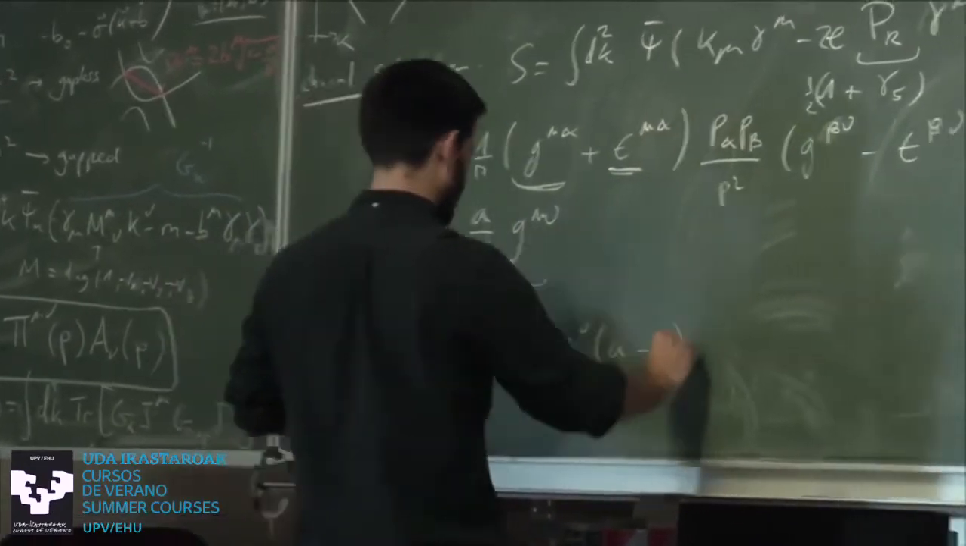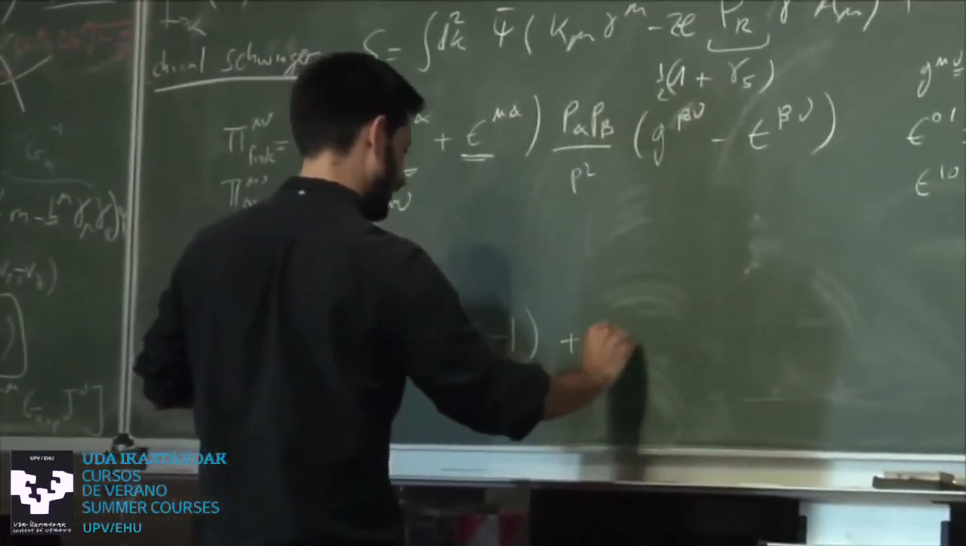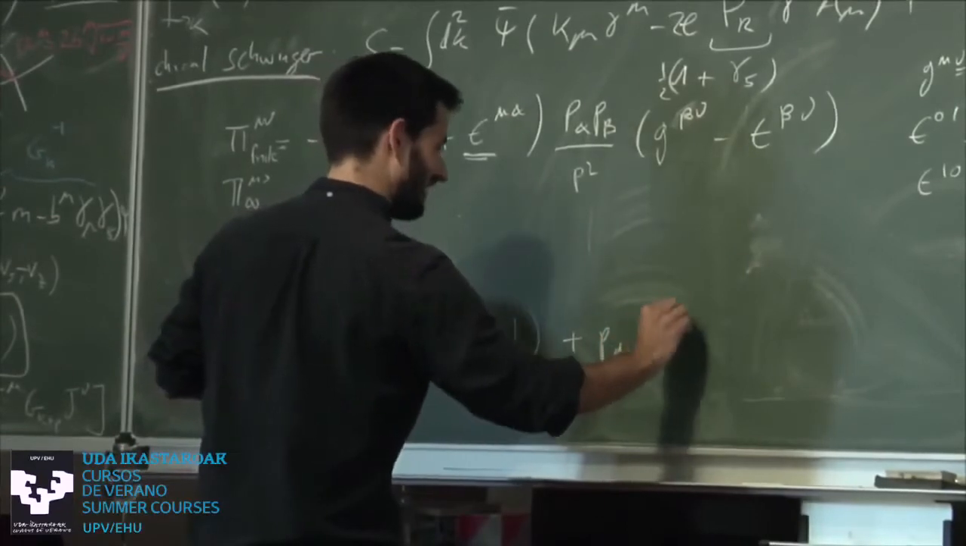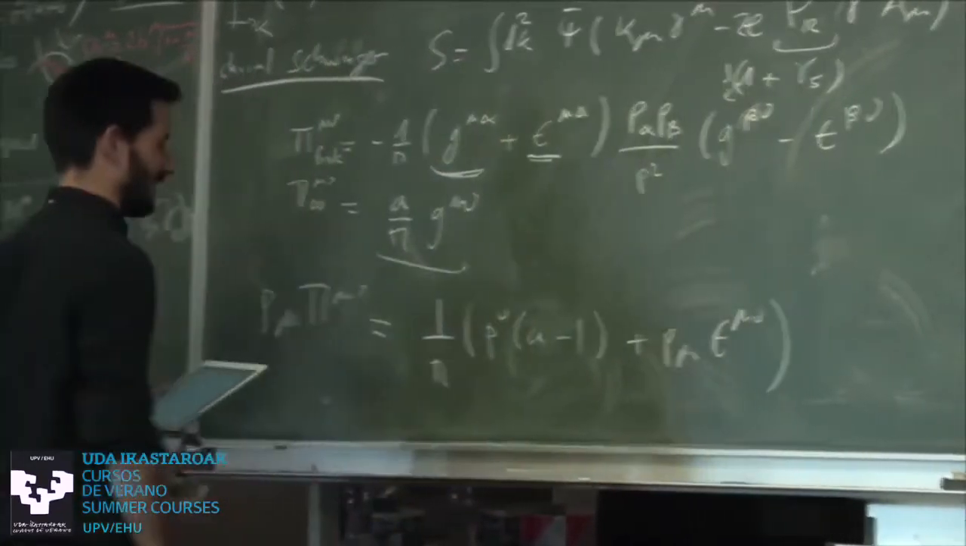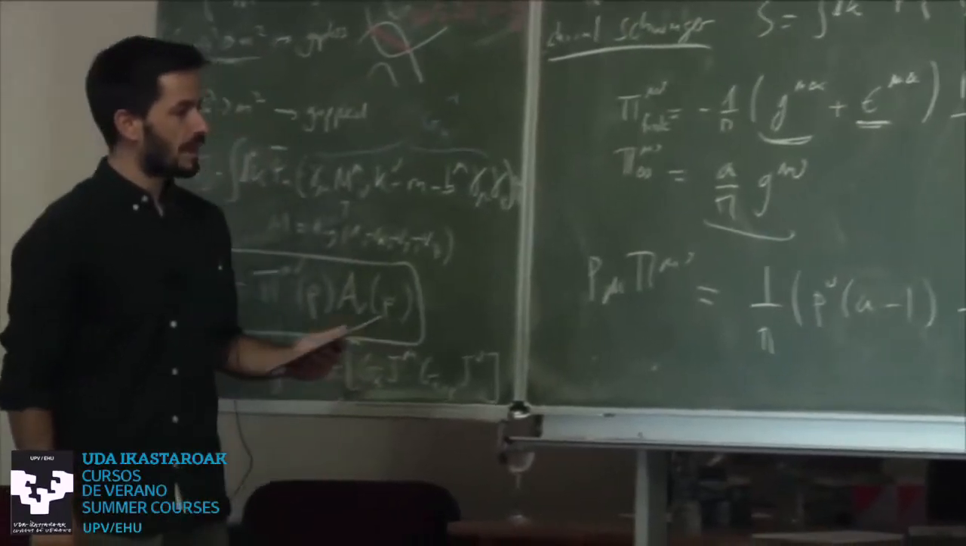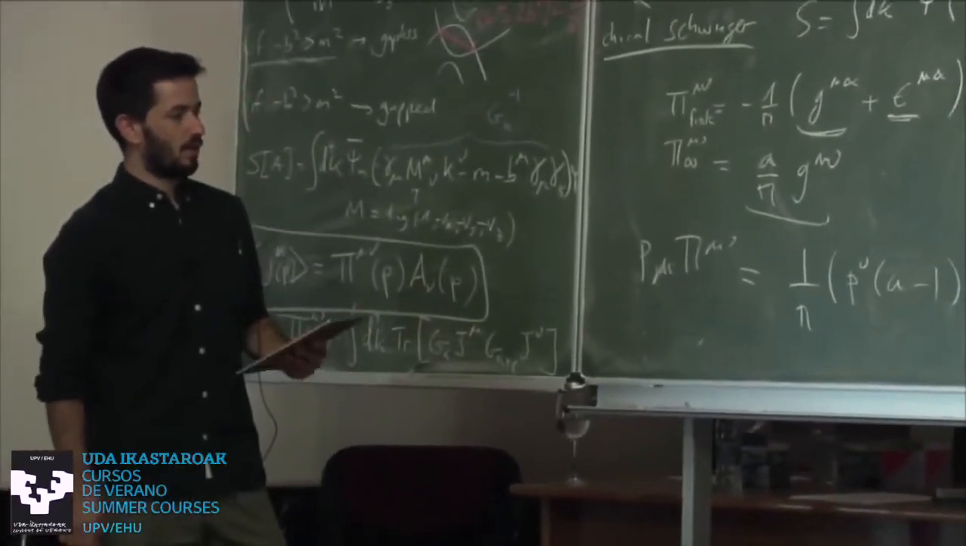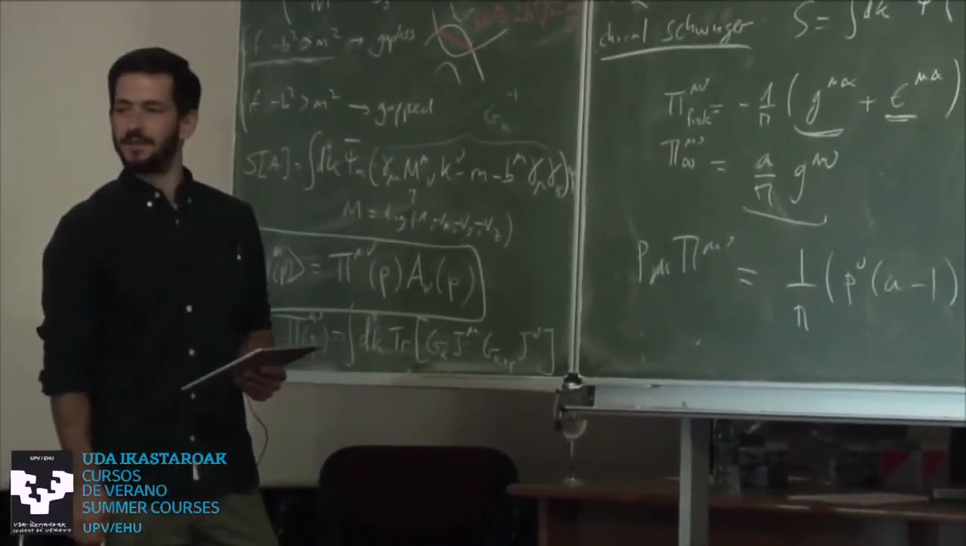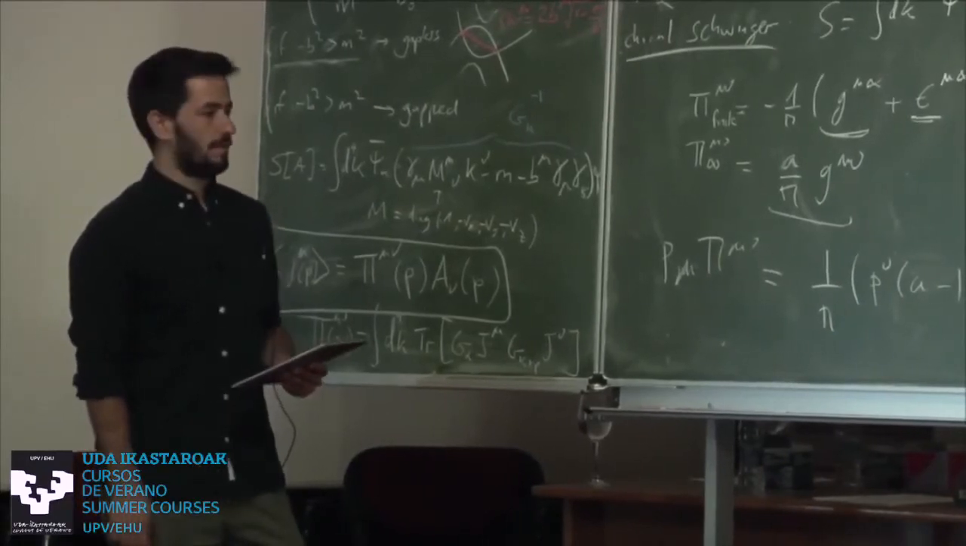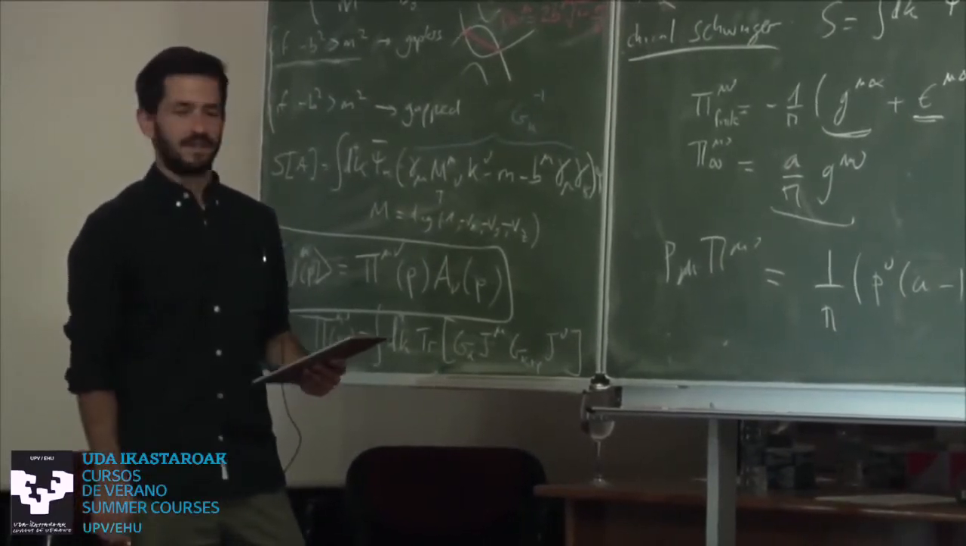Just plugging this back in. This is really annoying. But okay. You find that no matter what value of A I choose, this is not 0. So it means that gauge invariance actually does not fix the ambiguity.